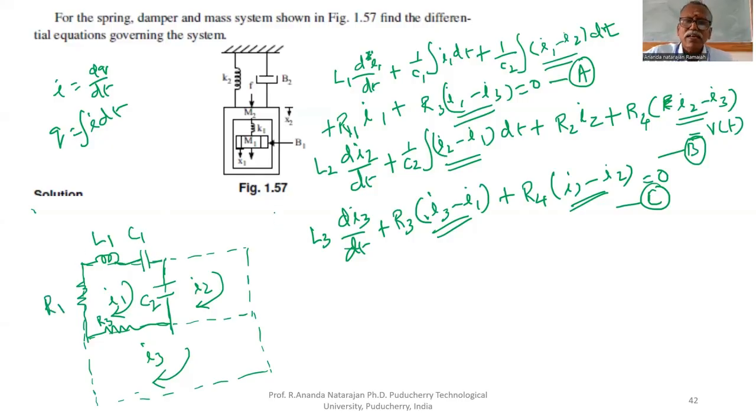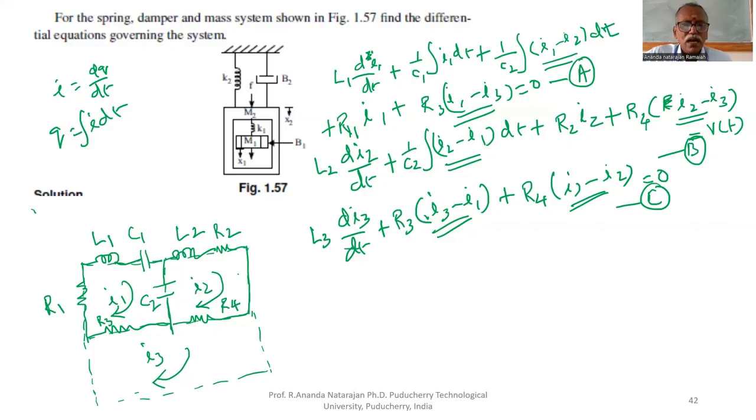That's all for the first loop. If you take the second loop, L2 is in I2 only, so we can draw L2 here. C2 is between I1 and I2, already drawn. R2 is in I2 only. R4 is between I2 and I3, therefore R4 must be here. How many elements? 1, 2, 3, 4 elements are there. We can finish. But one thing is pending, that is V of t.